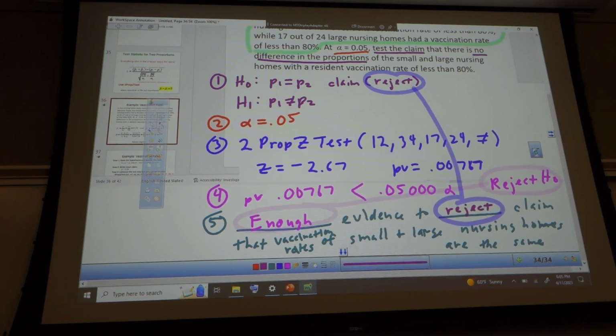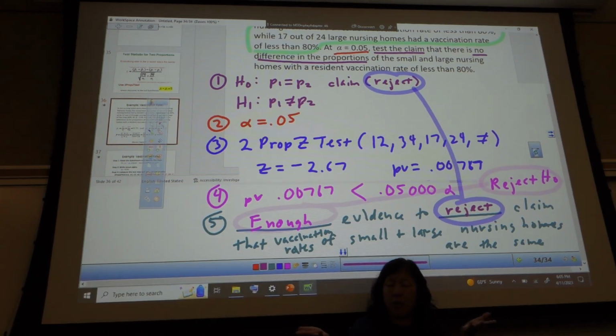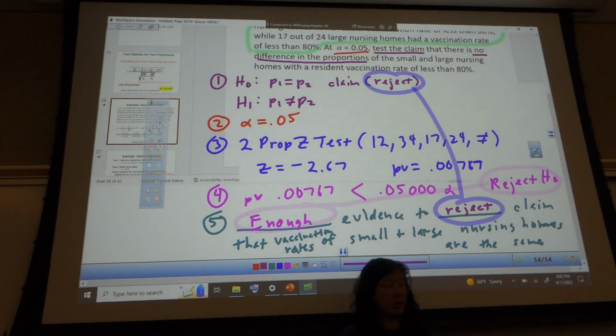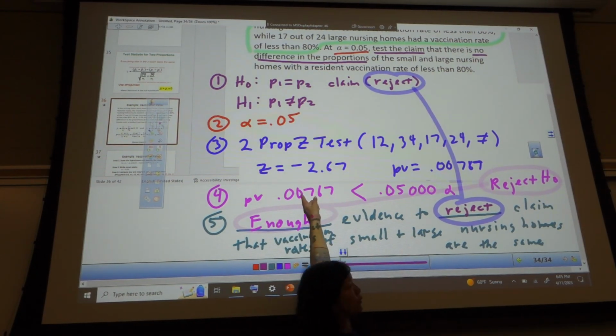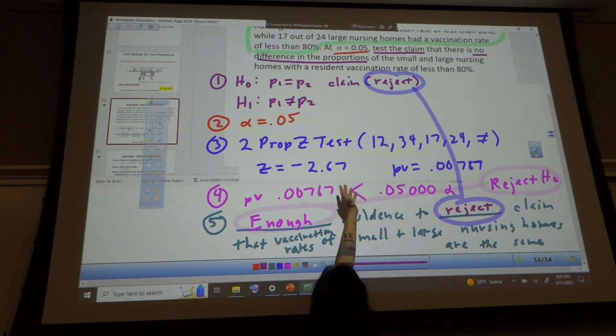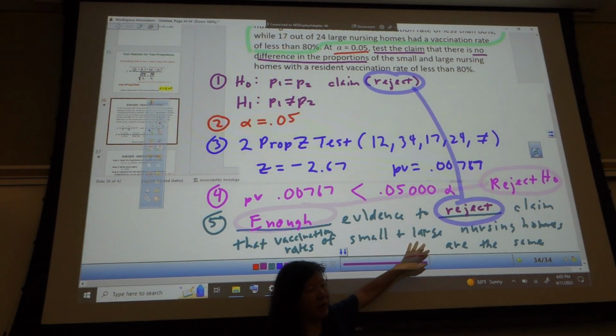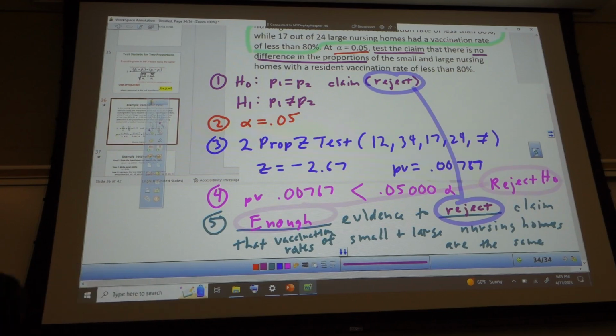Why? Because my claim is that small and large nursing homes are equal. And no, they're not. They're totally not. One's like, I don't know, 30%, the other one's like 70%. They're totally not the same. So we're absolutely going to reject the fact that they're the same. All right, good. So you folks have one to do.